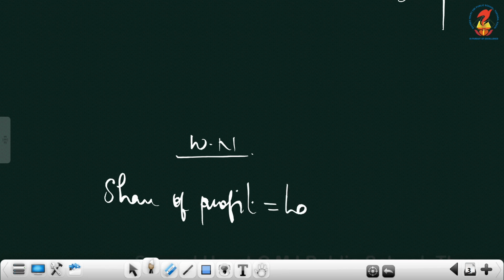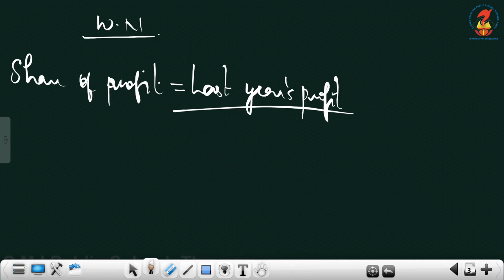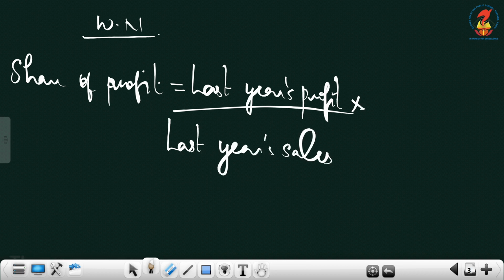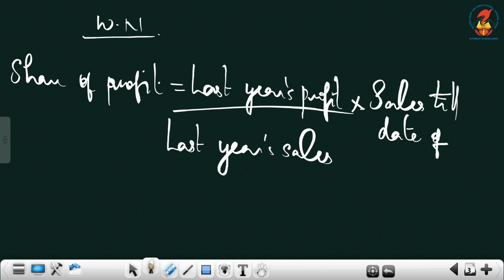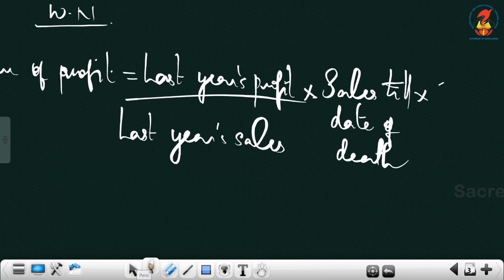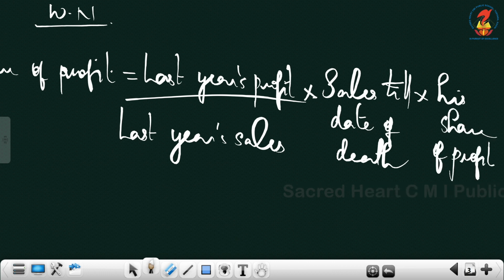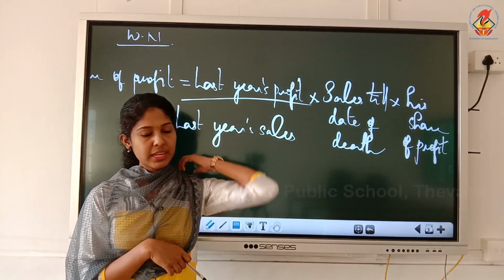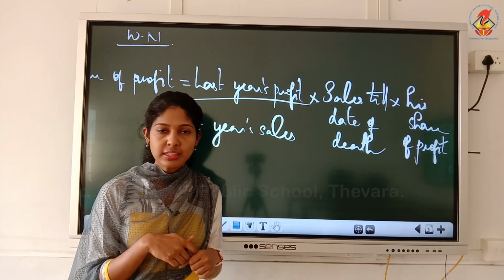So, write the formula, that is last year's profit by last year's sales into sales till date of death into his share of profit. Understood? Last year's profit by last year's sales into sales till death into his share of profit.